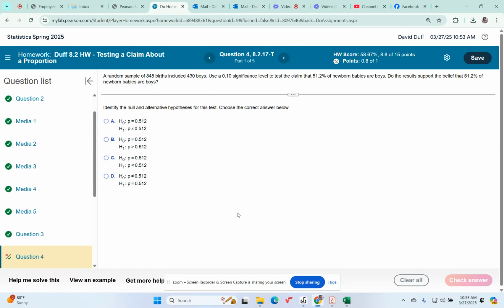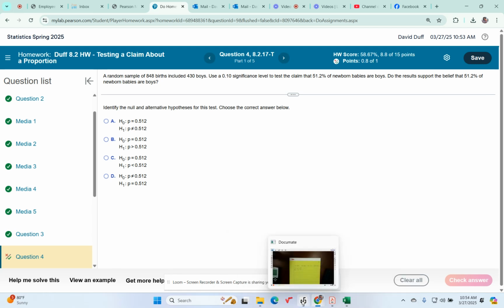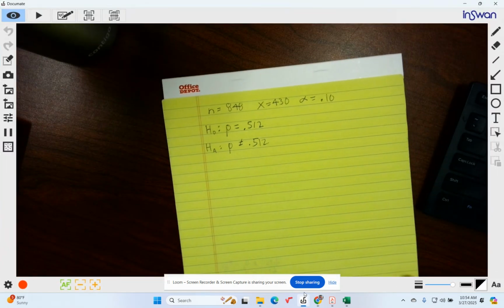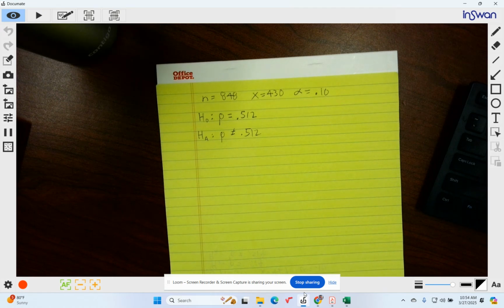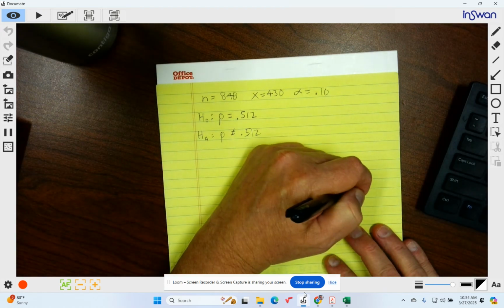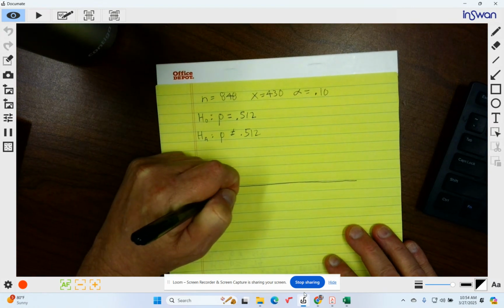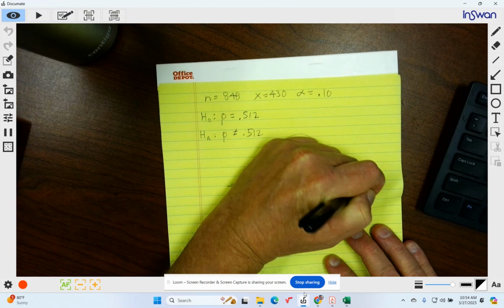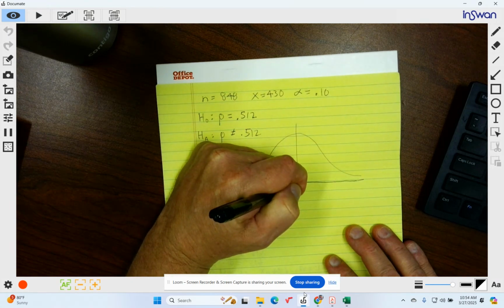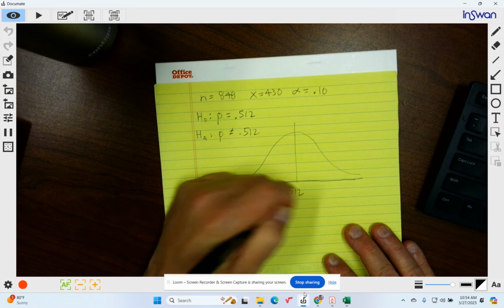Okay, so here, let me just switch over to what I wrote down. And I'm going to show you something to give you a little bit more insight on hypothesis testing, because this is, in fact, one of the more challenging things in the course. All right, so this is what I wrote down so far. Just to give you some insight, I'm going to make a normal curve, and at the center of this normal curve is going to be the value 0.512.